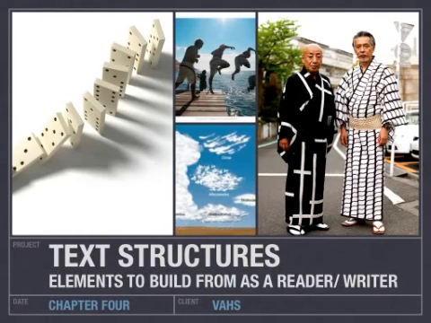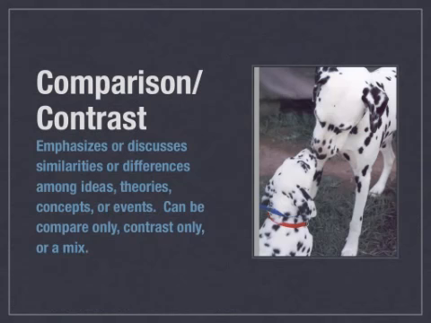The next text structure that we're going to study is comparison contrast, which emphasizes or discusses similarities or differences among ideas, theories, concepts, or events. It can be compare only, contrast only, or a mix.